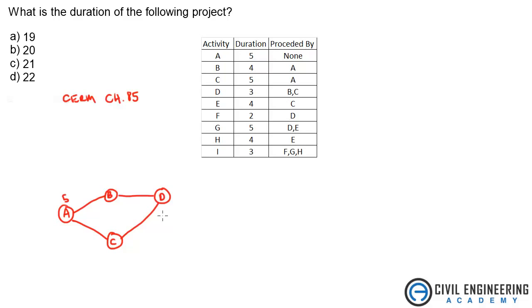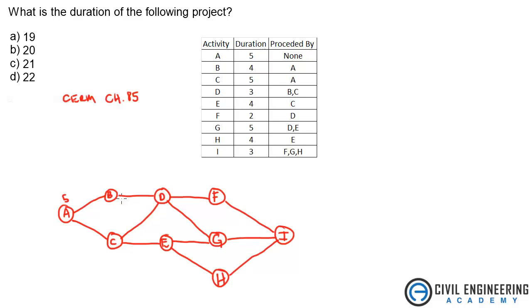And then you've got E is preceded by C. And then you've got F is preceded by D. Just drawing this out. G is preceded by D and E. H is preceded by E. And I is preceded by all three, F, G, and H. Here is I, the end of this project.